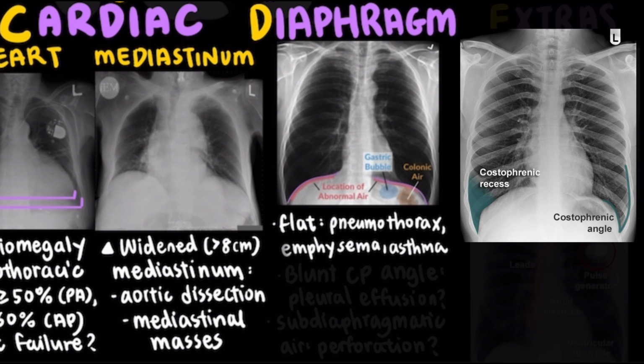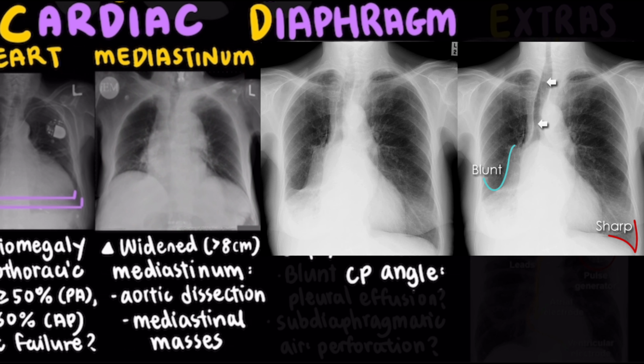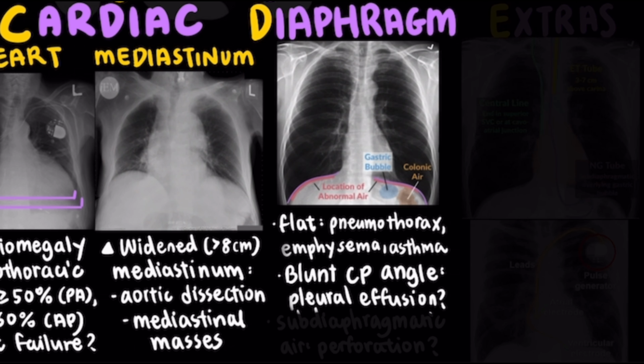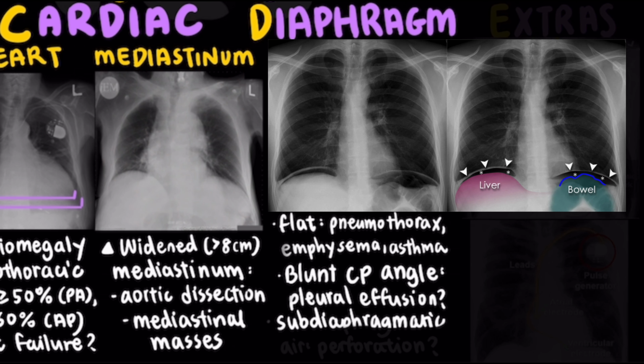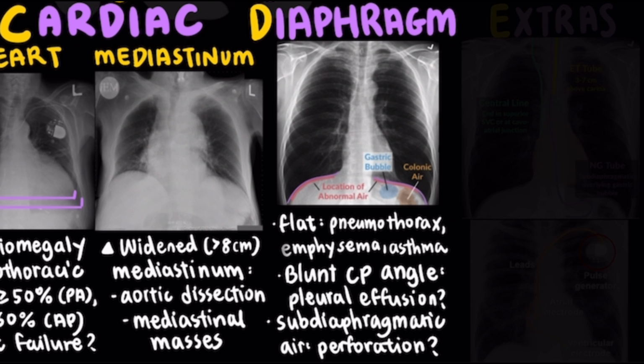Check the costophrenic angles, or CP angles, where the diaphragm meets the chest wall. They should be sharp and clear. If they're blunted, it often means there's fluid in the pleural space, like a pleural effusion. And if you spot air under the diaphragm, that's called subdiaphragmatic free air, which usually means bowel perforation, a surgical emergency. Finally, let's wrap up with E for extras.